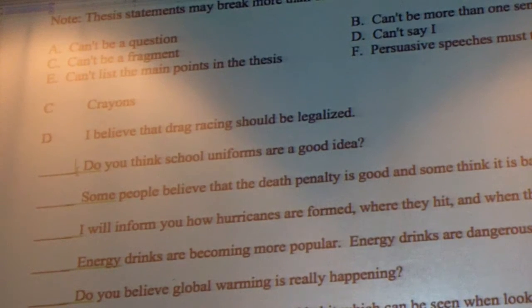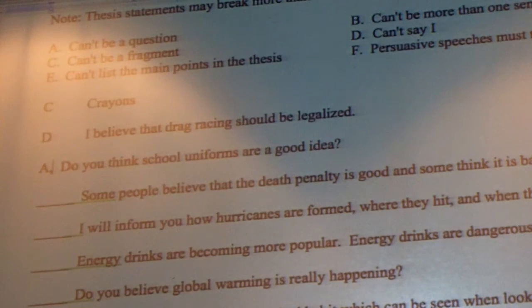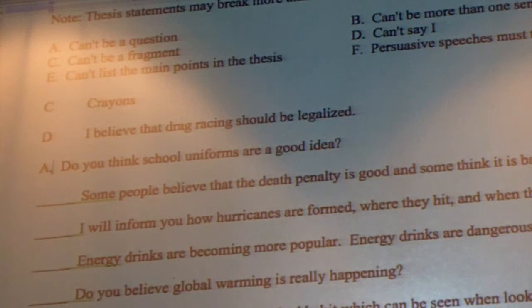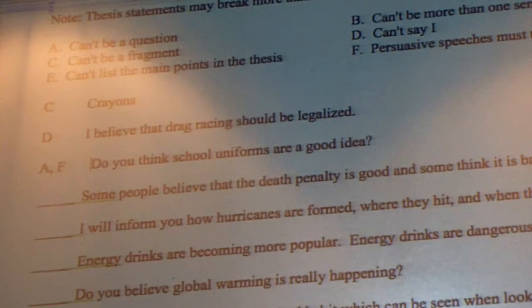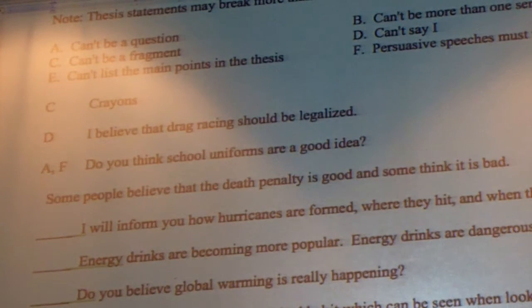Okay, so then we get to the next one. Do you think school uniforms are a good idea? Is it a question? Yep, so that's wrong. Is it more than one sentence? Nope. Is it a fragment? Did it say I? Did it list the main points? Does it take a stand? What side of school uniforms are they on? You don't know. No, it says, do you think they're a good idea? Doesn't say school uniforms are a good idea. It asks. So we don't know what side they're on. So this one is A and F. Does everyone see why it's that? Do you see why it's that, Zane? Are you sure? Because you just said no to taking a stand. You got it? Okay.